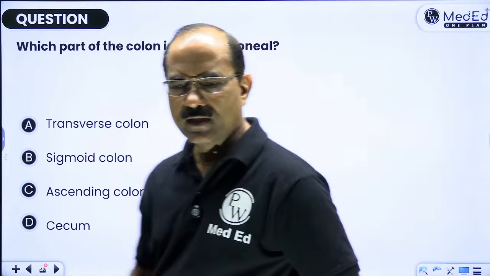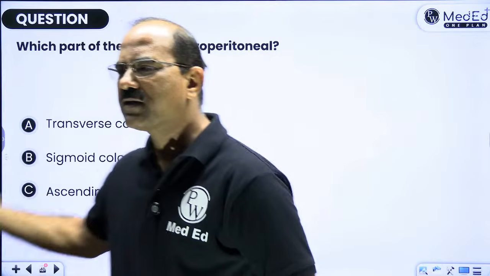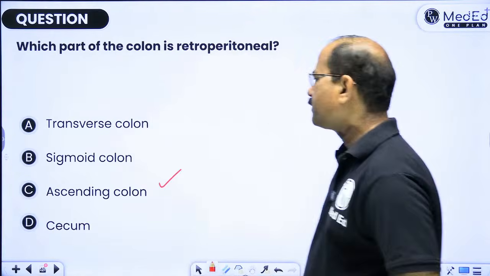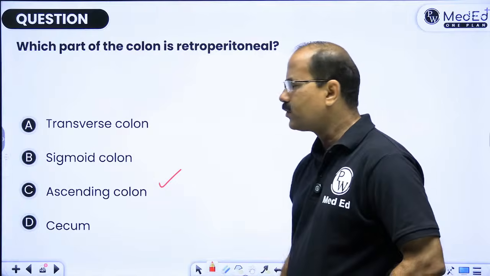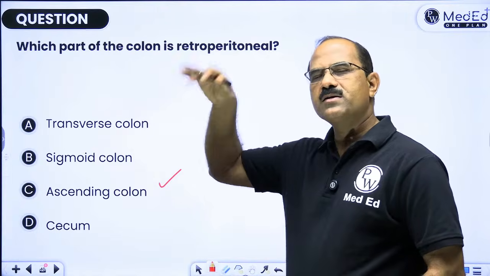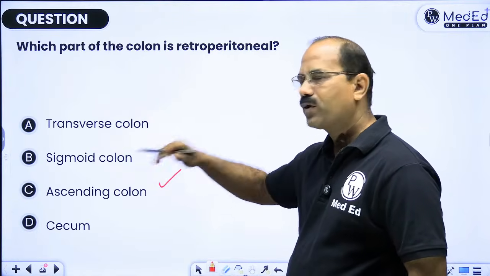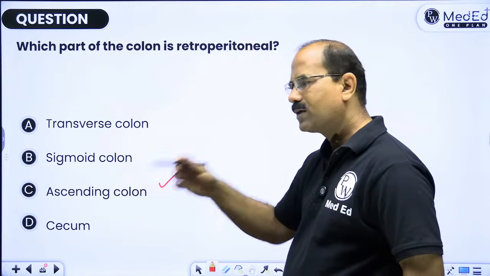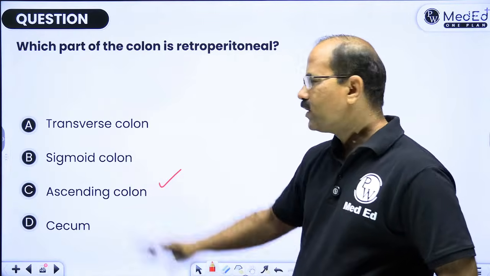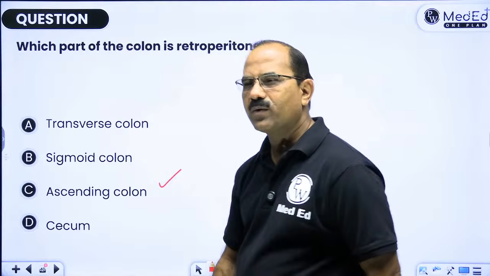Ascending colon and descending colon are retroperitoneal. Okay, what will be the answer? Ascending colon. Ascending colon is retroperitoneal. Transverse colon has a transverse mesocolon. Sigmoid colon has a sigmoid mesocolon. Cecum also has peritoneum. So the retroperitoneal one is ascending colon.